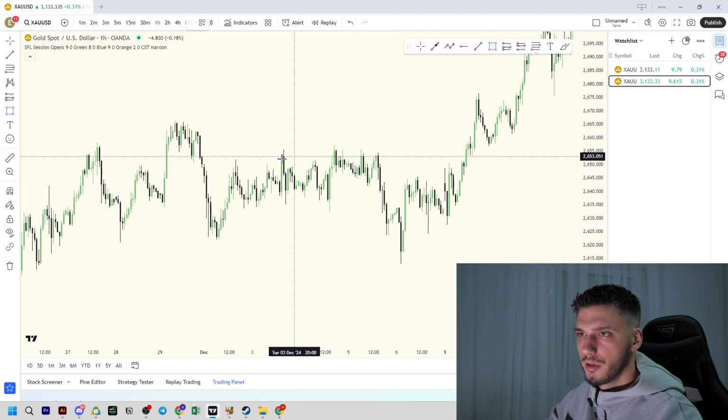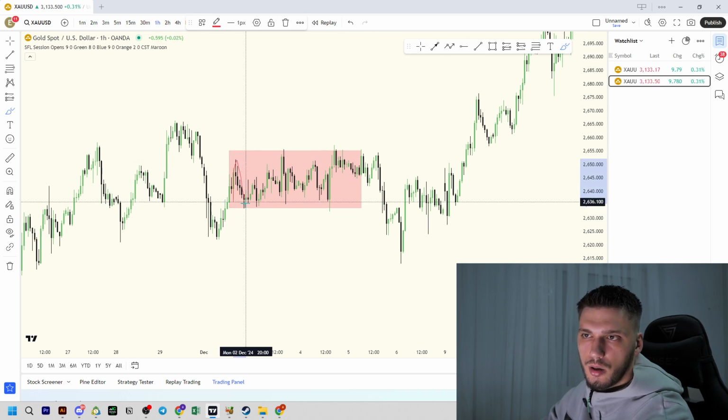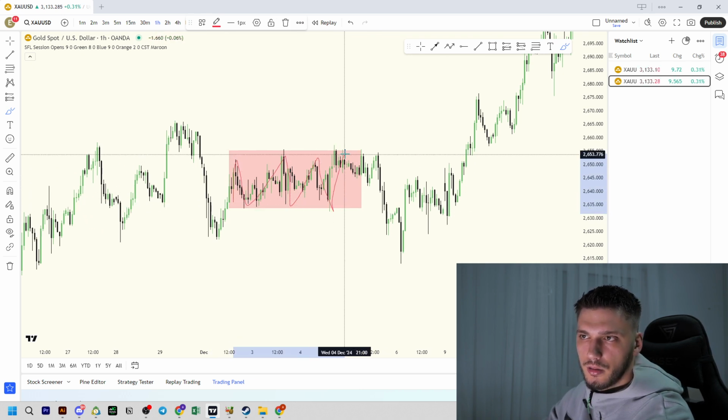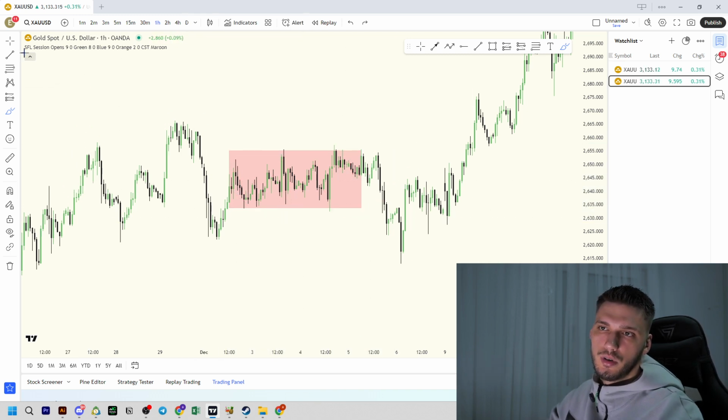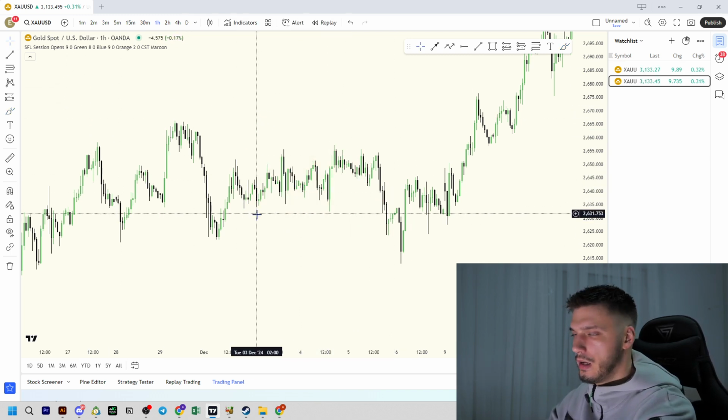Yeah, for example here, we could see that this was a range, right? Up, down, up, down, up, down, up, down, up. This was just a stagnant market. This was a ranging or a consolidating market.